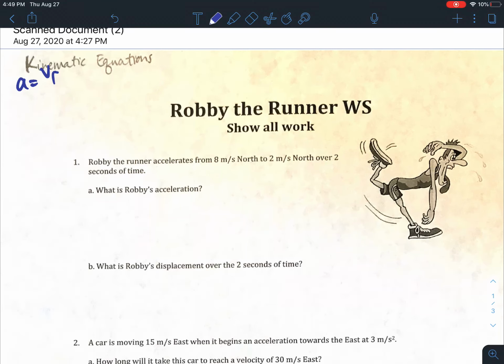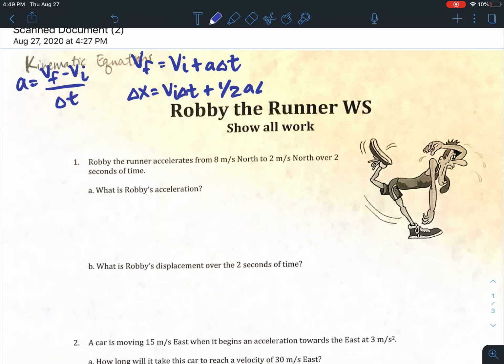We've got our average acceleration equation, which says final velocity minus initial over time equals acceleration. We have the variation of that where we say final velocity equals initial velocity plus acceleration times time. We have displacement equals initial velocity times time plus 1/2 acceleration times time squared.